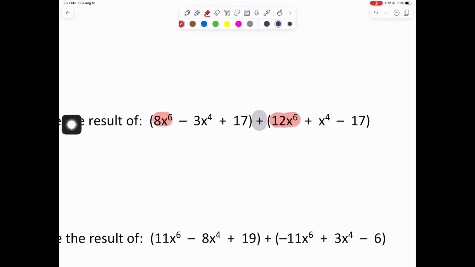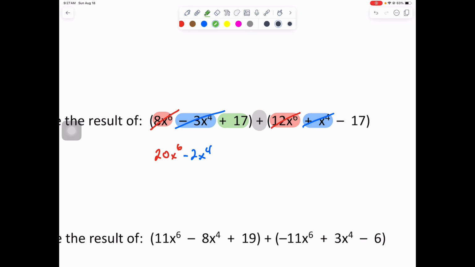Yes, there is. We have that 12x to the 6th. 8 plus 12 is 20. Don't forget to write your x to the 6th. And if it is easier for you to just cross those out after, feel free. All right, we have our negative 3x to the 4th. Can we combine it with anything? Yes, we can. We can combine that with plus x to the 4th. So if you owed me 3x and you pay me back 1x, well, you still owe me 2x, so you're negative 2x to the 4th. Let's go ahead and cross those out.